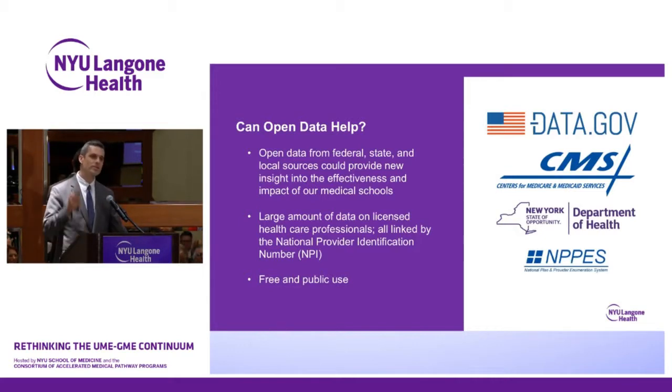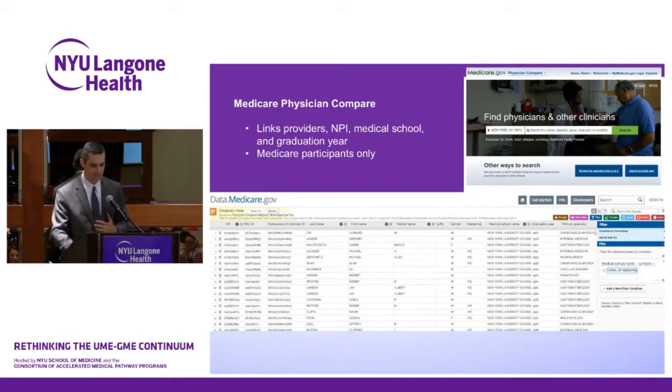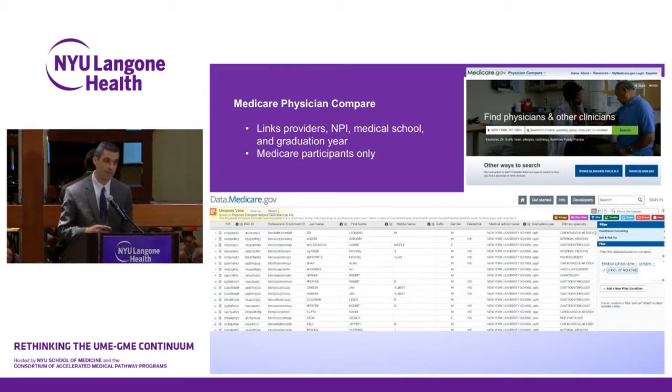No permission, no data sharing agreements across our institutions. So we are particularly intrigued by this data set, which was from Medicare, called Physician Compare. Physician Compare is a data set that links our graduates, the year they graduated from our medical school, their NPI number, which is the unique identifier for all providers in the United States, and where they're practicing, and all sorts of information about their practice. As a caveat, this is only those physicians who are in Medicare.